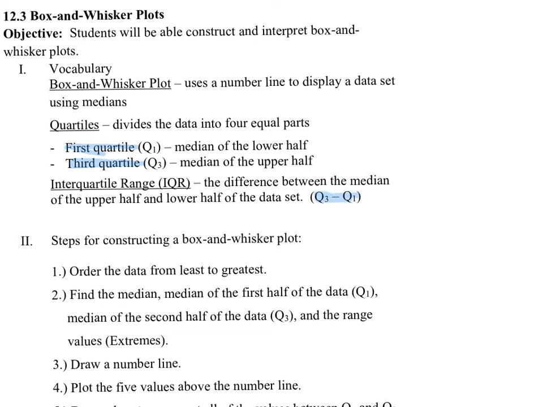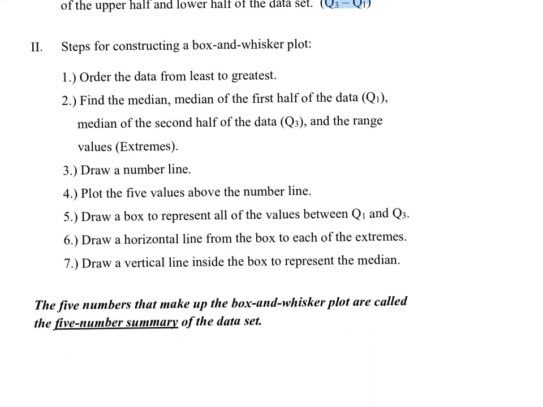So when you construct a box and whisker plot, the first thing you always have to do is order your data from least to greatest. And then you're going to find your median, your true median of all the data. Then you find your median of the first half of the data set, which is your first quartile. Find that median of the second half of your data set, which is your third quartile. And then you find your extreme values. Draw your number line, plot those values, draw the boxes, draw horizontal lines from the boxes to each of your extremes, and then draw your vertical lines inside your boxes to represent your medians. So box and whisker plots are easier to explain as you're actually going through it.